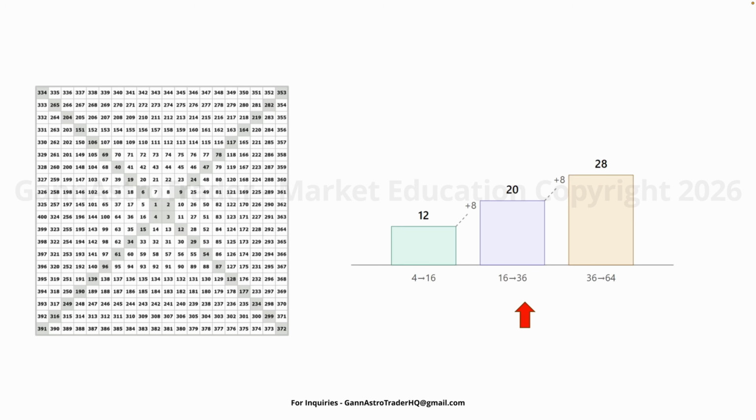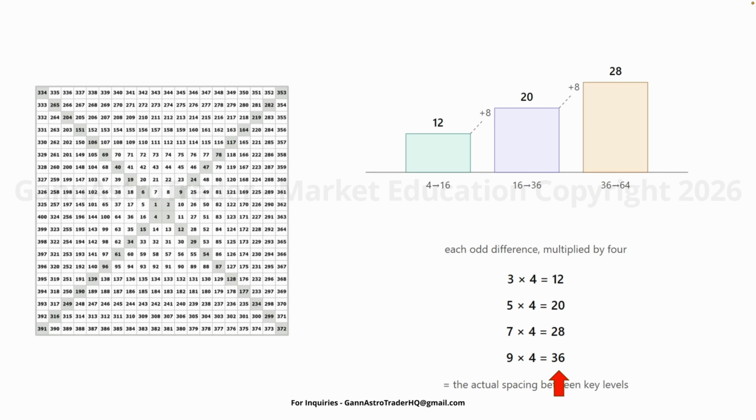And that pattern continues. So why does this happen? Mathematically, we are looking at 4 times 1 squared, 4 times 2 squared, 4 times 3 squared, and so on. The difference between consecutive squares is an odd number sequence. 1 squared to 2 squared increases by 3. 2 squared to 3 squared increases by 5. 3 squared to 4 squared increases by 7. So the increases are 3, 5, 7, 9. When we multiply those differences by 4, they become 12, 20, 28, 36. That's why the spacing between these key levels keeps increasing by 8.